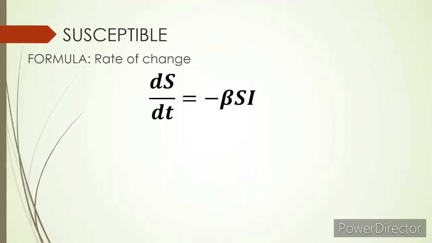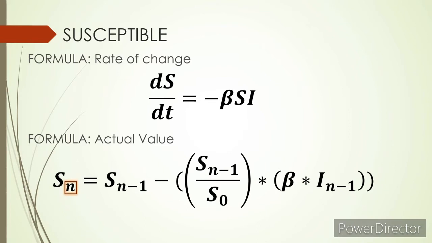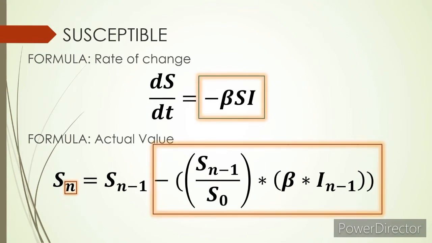Next is the formula for the actual value. The small letter n in the formula represents the day. Observe the formula and you will see the second term is just the rate of change, except the susceptible is in fractional form. So to get the number of susceptibles today, you just have to get the difference between the susceptibles yesterday and its rate of change.